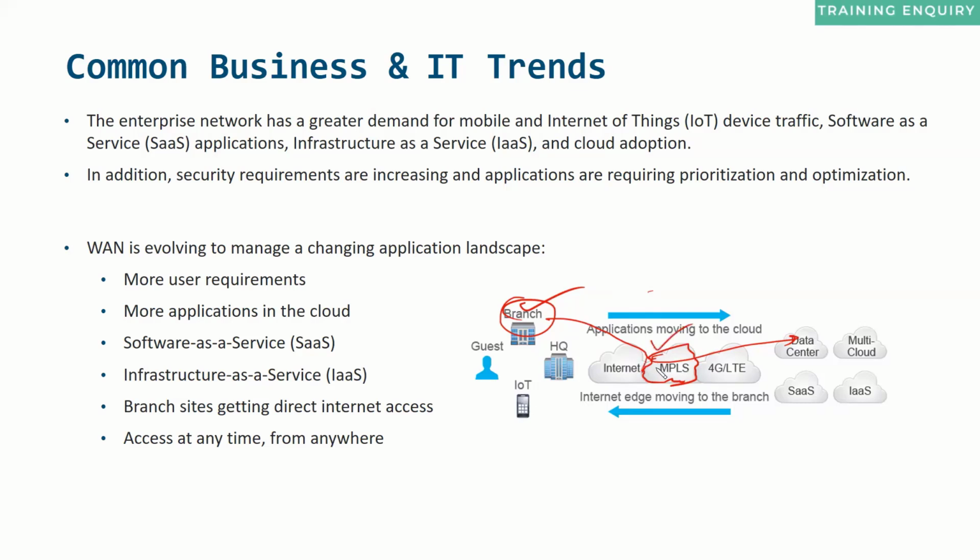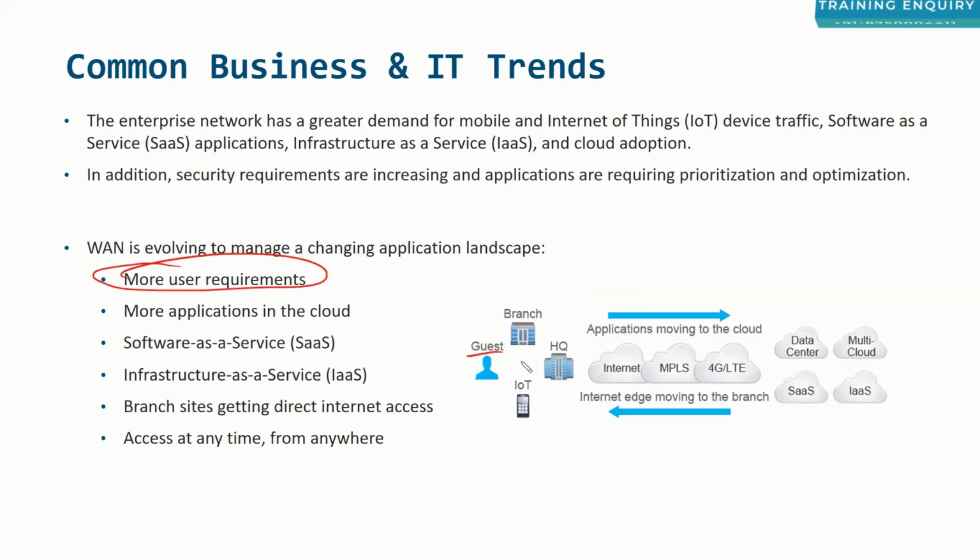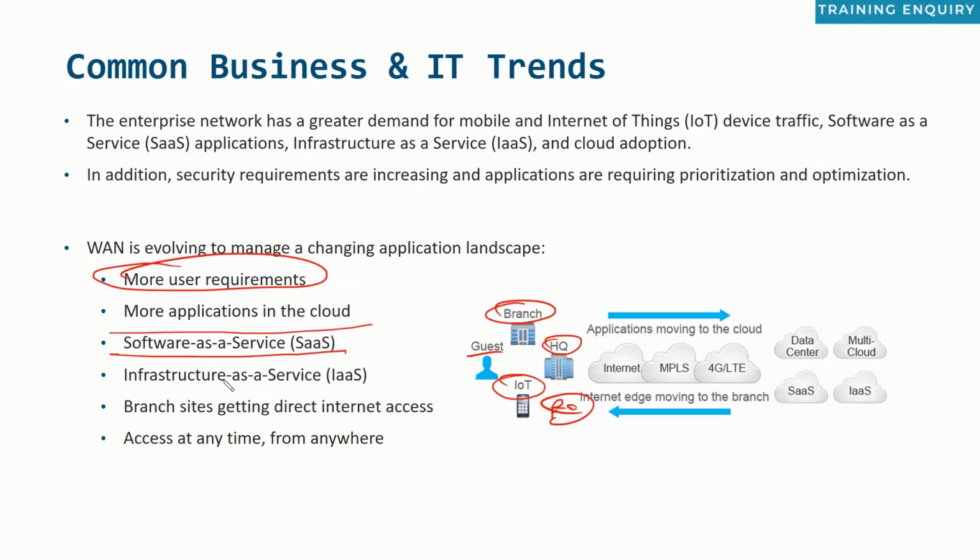Obviously the cost will increase then, because if you increase the bandwidth of the MPLS circuit, the cost will increase. All these problems are fixed with the help of SD-WAN, and here we are going to learn about Cisco SD-WAN. So you can see more user requirements: you may have guest users, IoT devices, headquarters, branches, maybe regional offices. More applications are moving into the cloud, and you have SaaS-based applications.